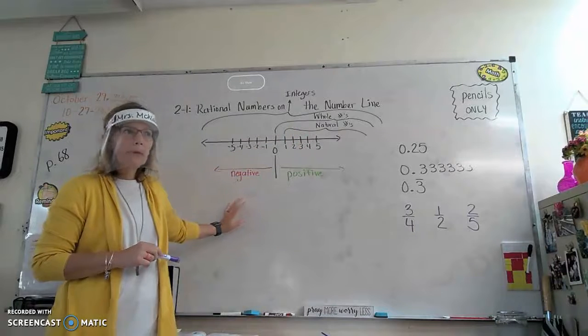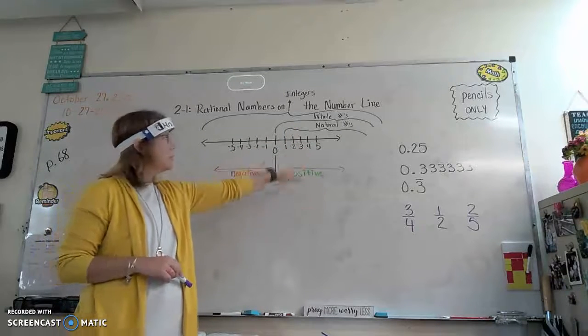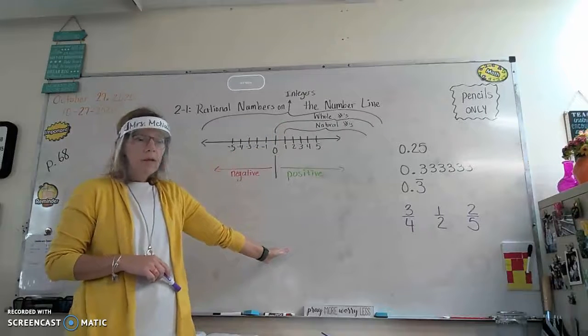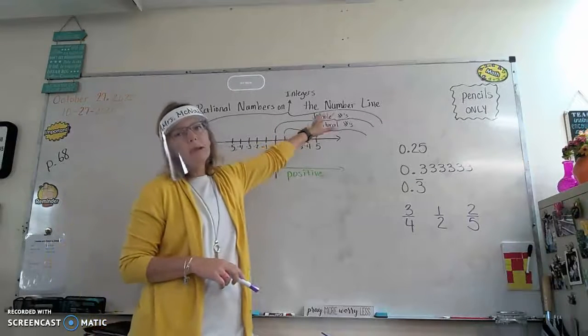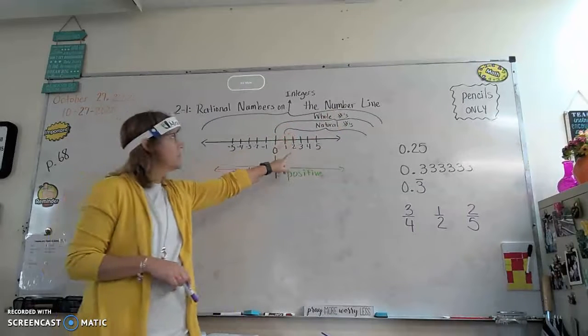Okay, so this is just kind of a review. This number line up here, it has our negative numbers, our positive numbers. Of course, it has 0 in the middle. And then it has the different types of rational numbers. So everything that we're looking at right now is all rational numbers.